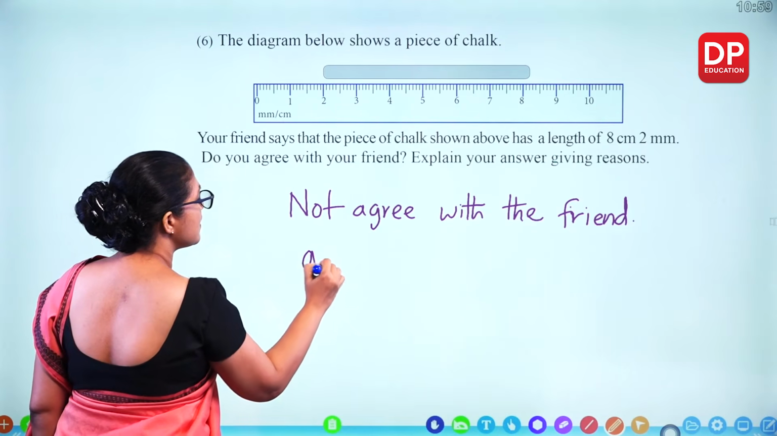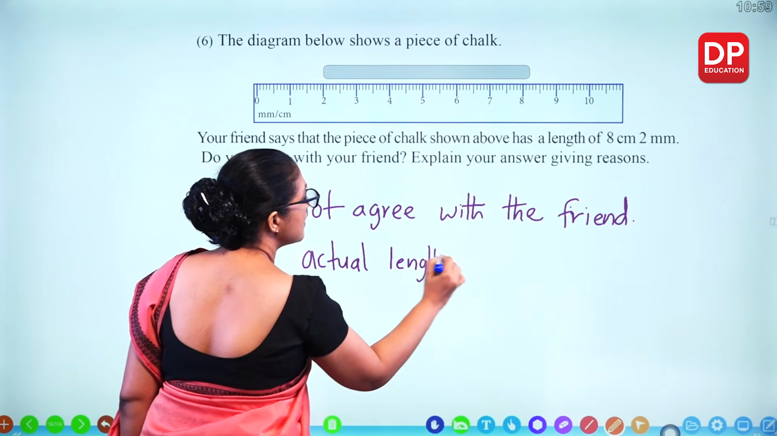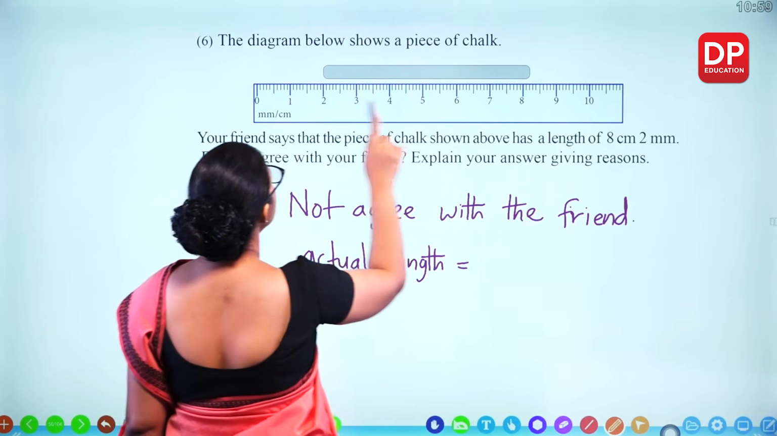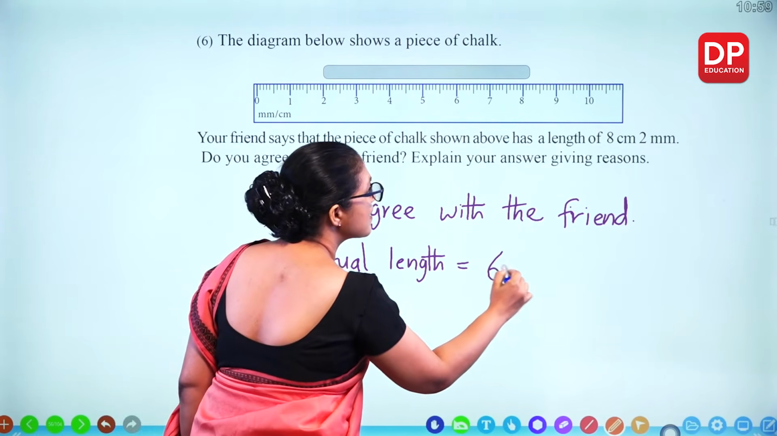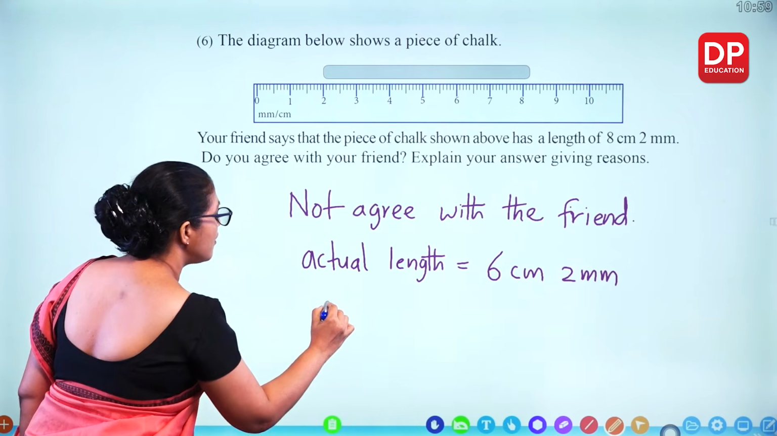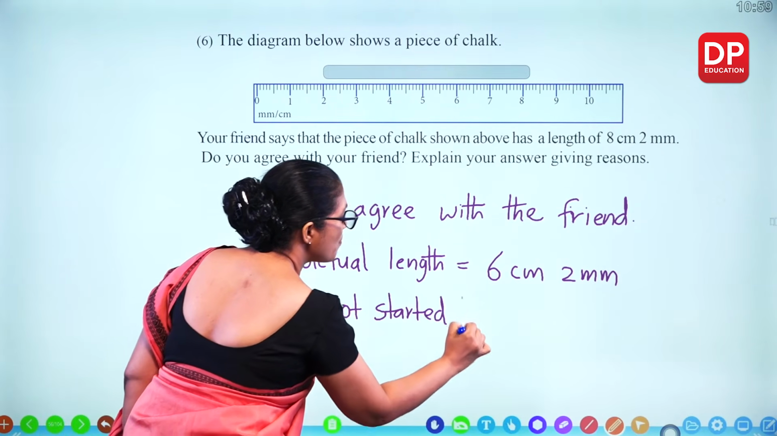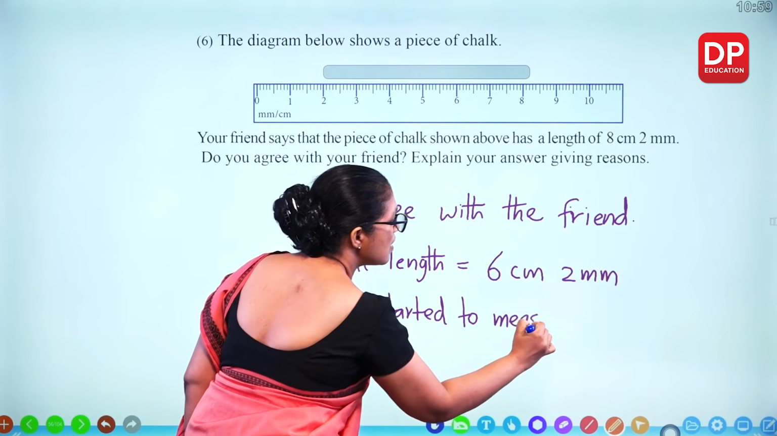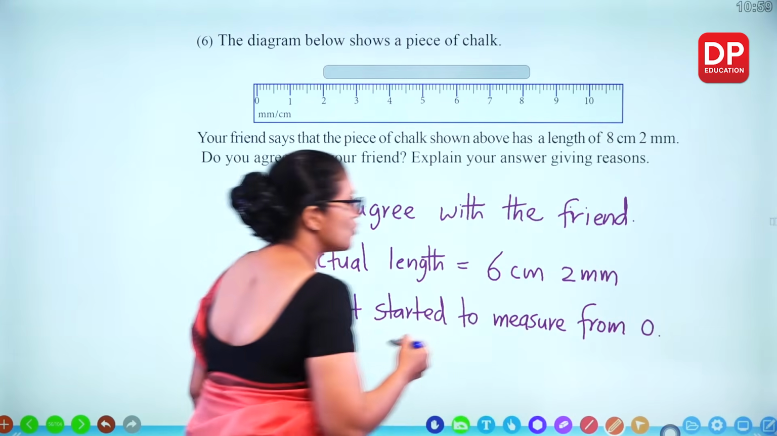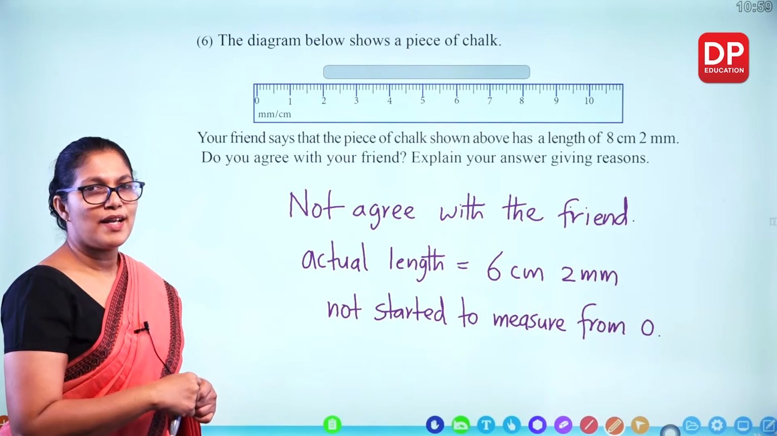Actual length is what? Actual length is 8 centimeters and 2 millimeters, subtract 2 centimeters. That means 6 centimeters and 2 millimeters, because it was not started to measure from 0. So you have to start to measure from 0 if you want the exact value.